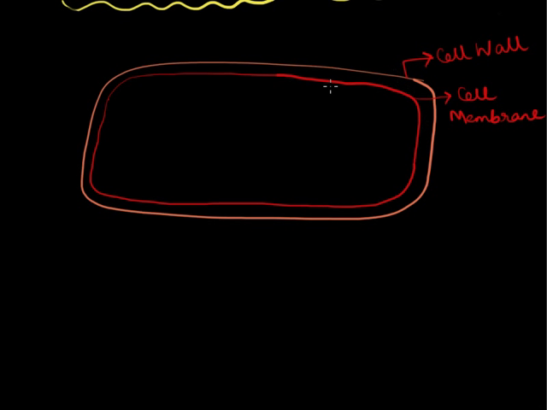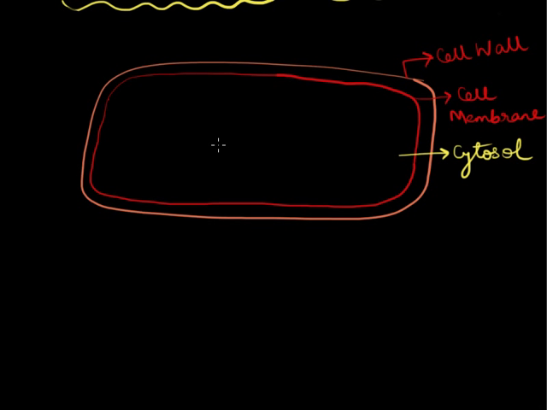Now these two boundaries enclose what is called the cell. So the interior portion of the cell is called the cytoplasm or the cytosol. So this is an aqueous fluid which contains all the cell's components.